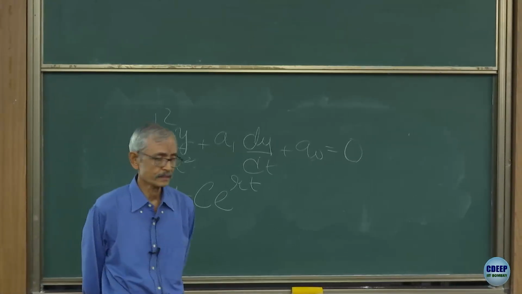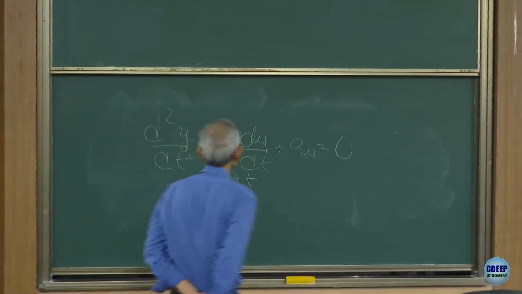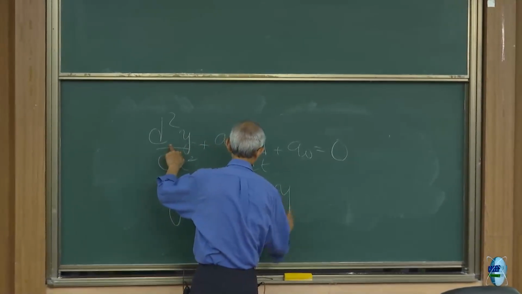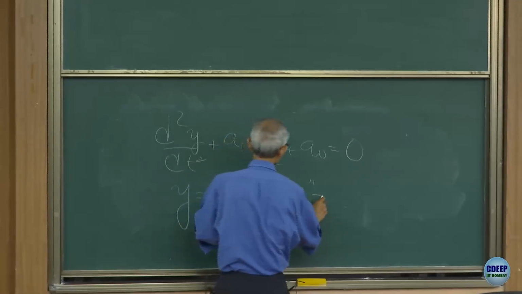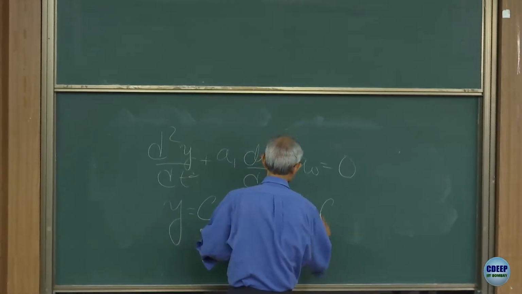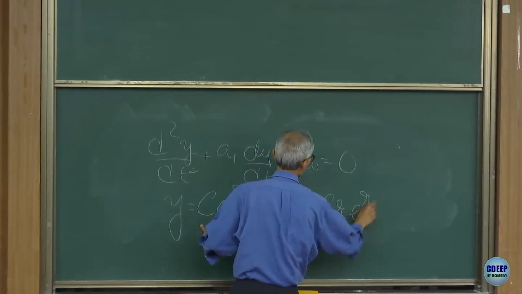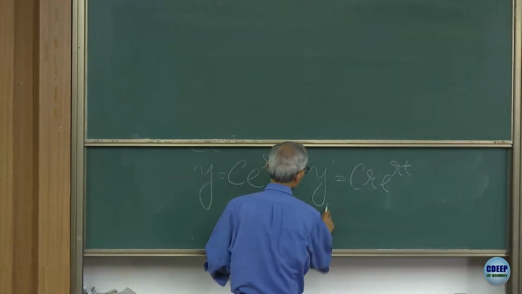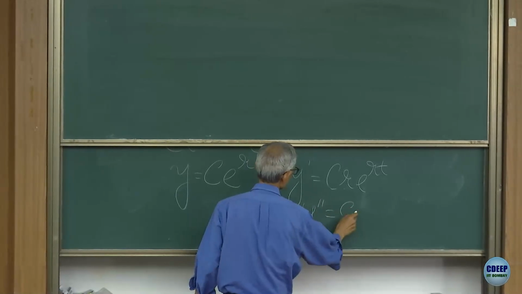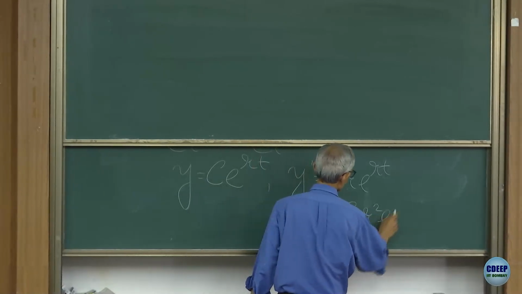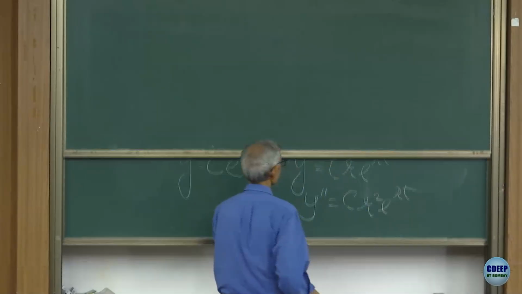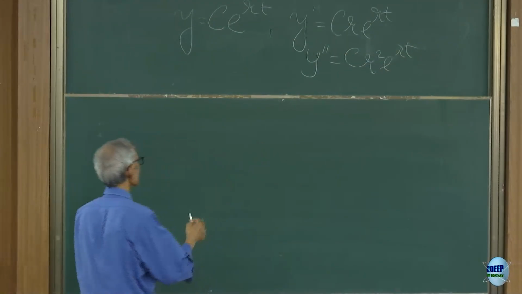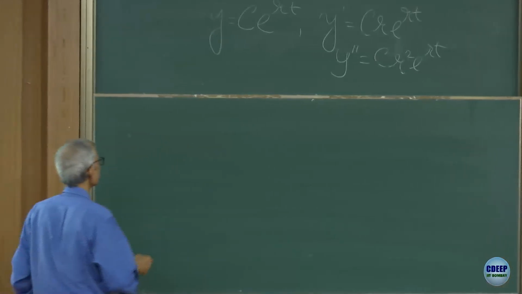Okay. So y is c e to the rt, and if you go ahead and plug this in here, y prime is c r e to the rt, and y double prime is going to be c r square e to the power rt, and y of course is whatever is there, so let's just plug this guy in.